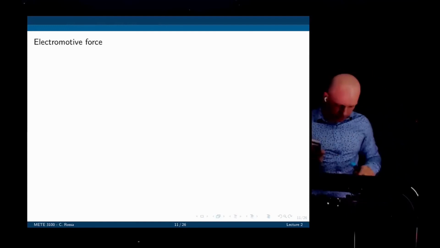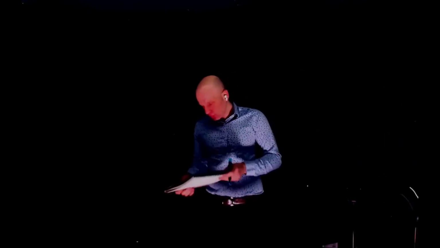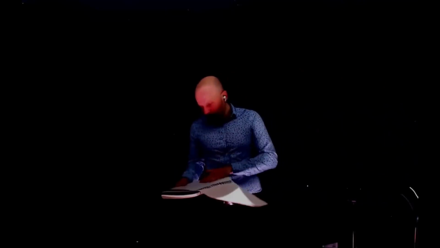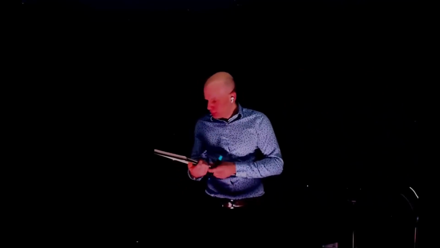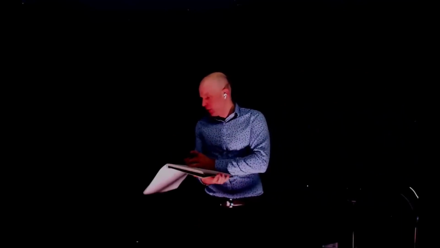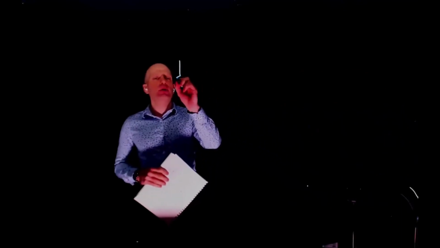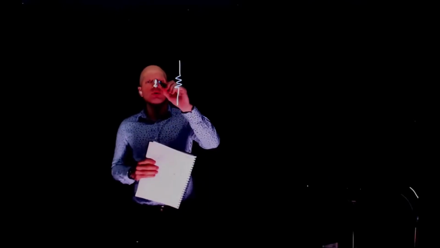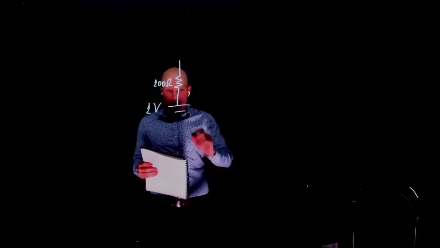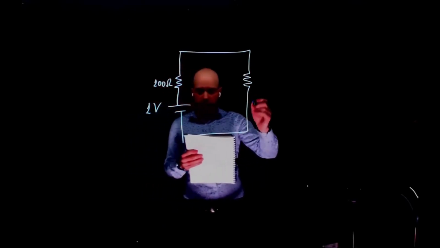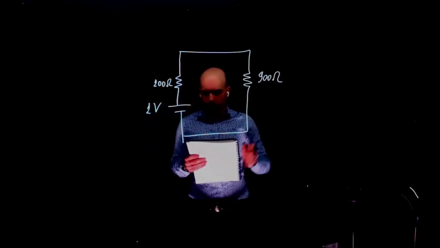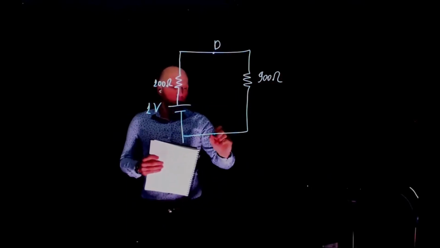Here it is. All right, let's assume that I have a circuit like this. I have here a resistance of 100 ohms. I have here a battery of 1 volt. And here I have a resistance of 900 ohms. Let me call this point here D, and this point here A.